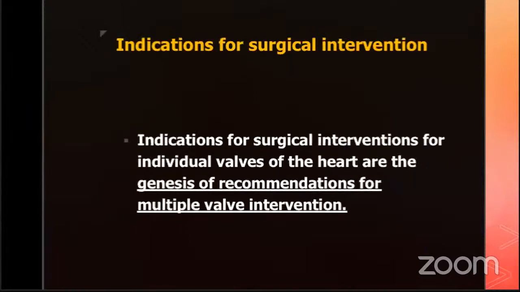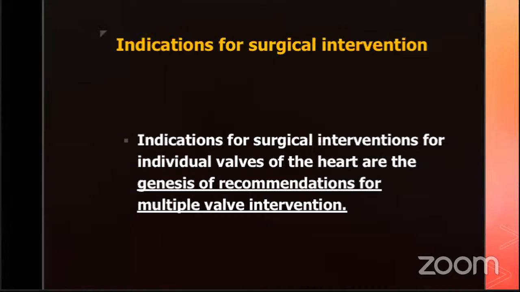Now, speaking about the indications for surgical intervention. The individual valves of the heart are the genesis of recommendations for multiple valve intervention. For example, if two valves are infected with endocarditis, each having vegetations and severe insufficiency, then clearly both valves need to be addressed individually, as both meet criteria for treatment. However, often a clear indication for intervention of one valve may be present, but a less clear indication for another exists. Because the surgical risk increases with more complex procedures, needlessly replacing or repairing another valve can be counterproductive.